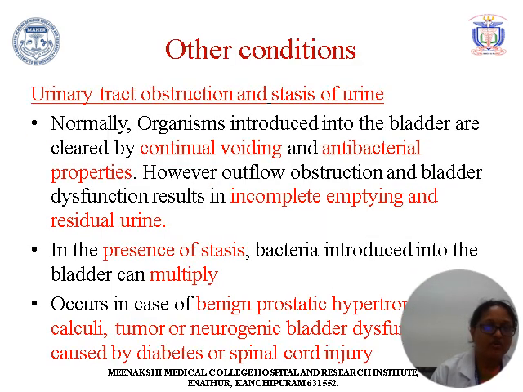The other conditions include urinary tract obstruction and stasis of urine. Normally, organisms introduced into the bladder are cleared by continual voiding and antibacterial properties. In urinary tract obstruction, there is incomplete emptying and residual urine. In the presence of stasis, bacteria introduced into the bladder can multiply. Urinary tract obstruction occurs in benign prostatic hypertrophy, calculi, tumor, and neurogenic bladder dysfunction, which is caused by diabetes and spinal cord injury.